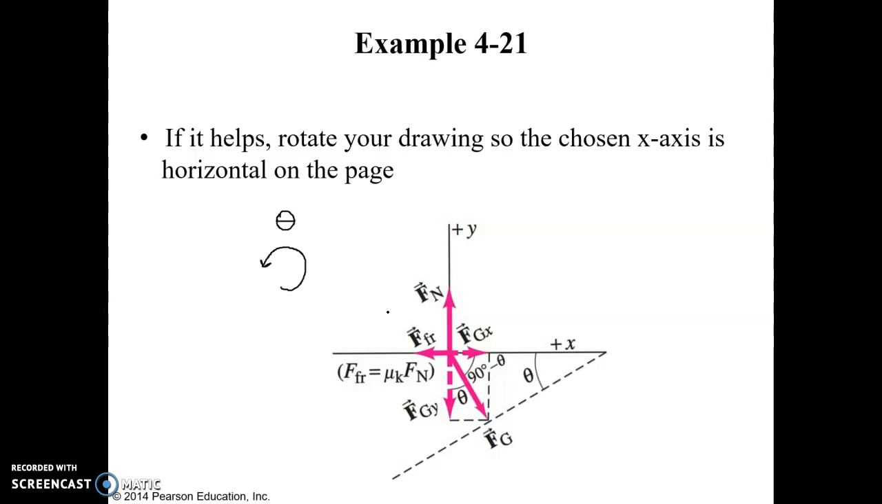So in this particular problem, theta was 30 degrees. So the weight of the skier, which was going straight down, is now rotated 30 degrees. And that makes this angle 90 minus 30, or 60 degrees. So now I can use the 60-degree angle to go about finding the vertical and horizontal components of the weight of the skier.